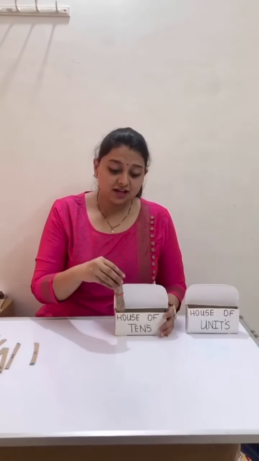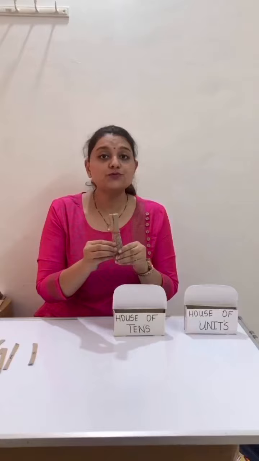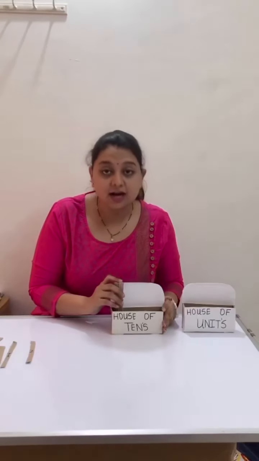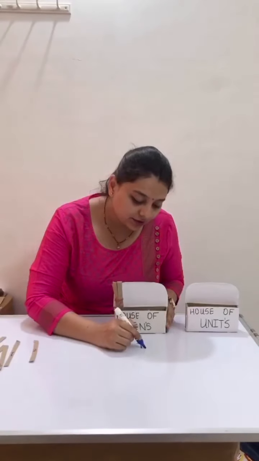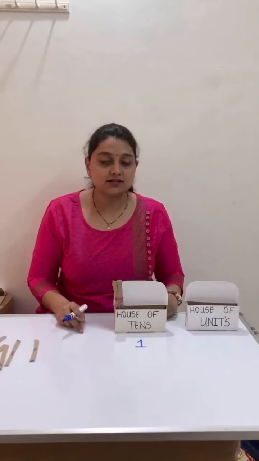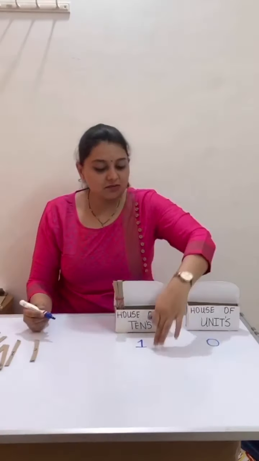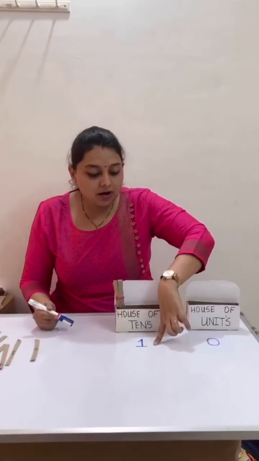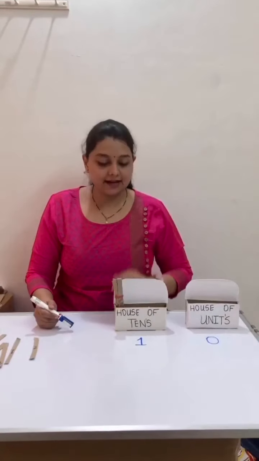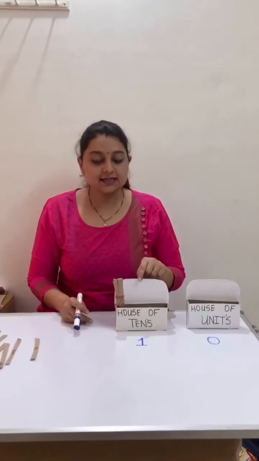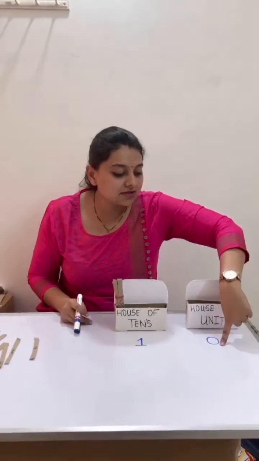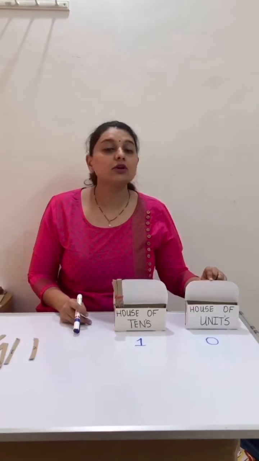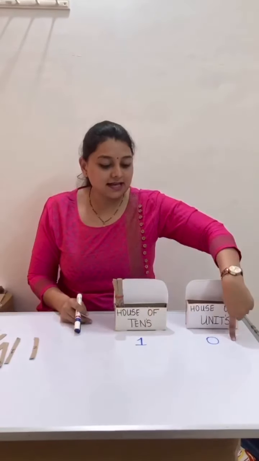So after the number 1 to number 10 makes a group of 10 and goes and stays in the house of tens, can you tell me how many groups of tens can you see in the house of tens? One group. And how many numbers can you see in the house of units? 0. So which number is made? Number 1 and 0 is 10. This number 1 is staying in the house of tens and this number 0 is staying in the house of units. So this number 10 is made like this.